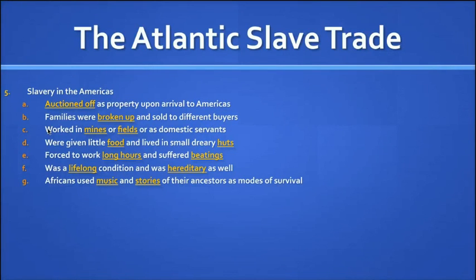Africans often used music and stories of their ancestors as modes of survival. I mean, you had to rely on one another, you had to rely on your culture to get you through it. But there were ways to resist. Number one, if you could break your tool, not necessarily snapping your hoe or your shovel in half, but finding ways for it to break, that might allow you a short reprieve as they find a different job for you, or certainly find another tool for you to use.